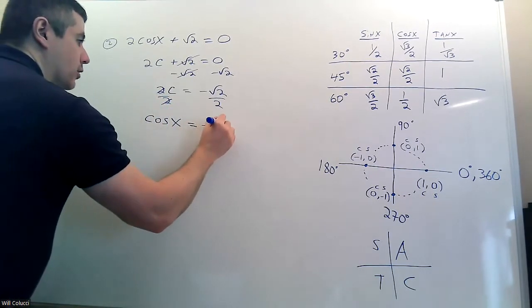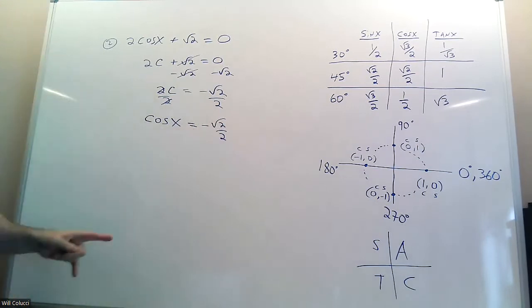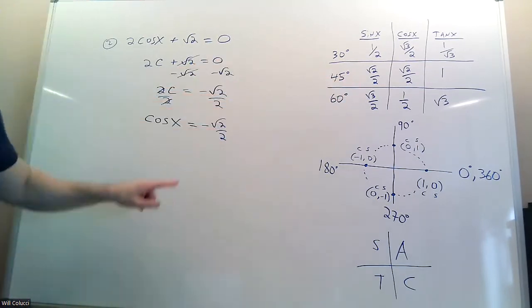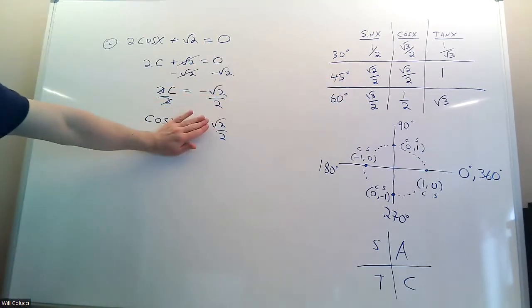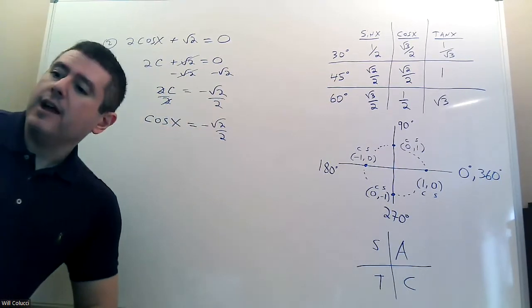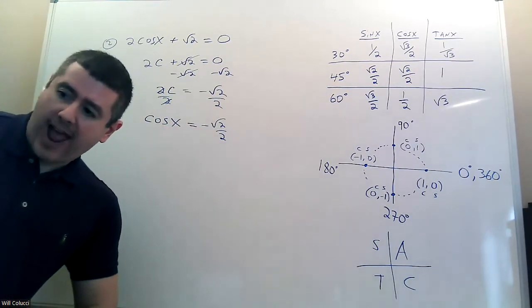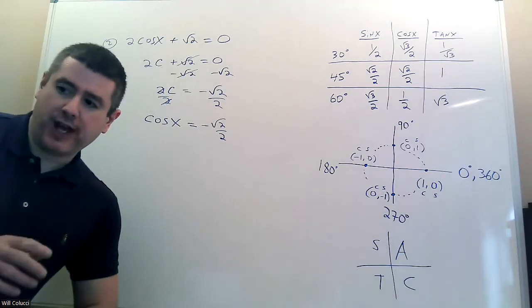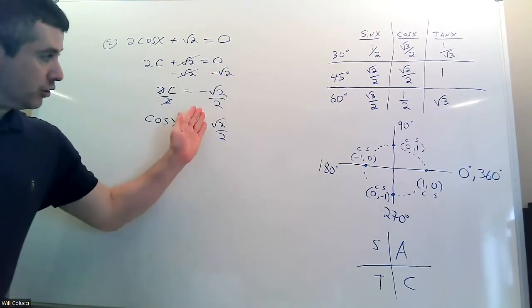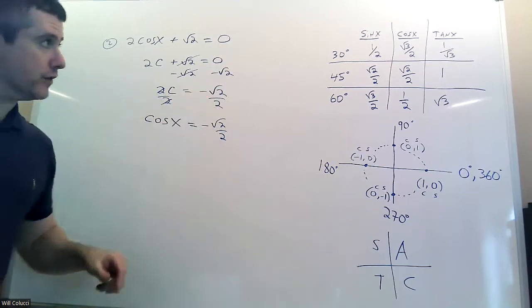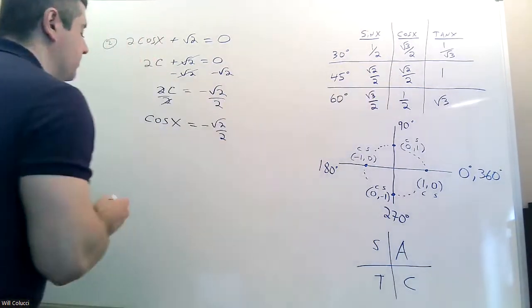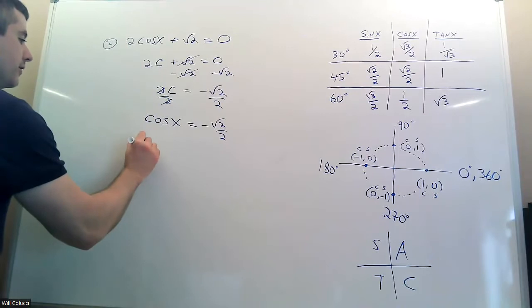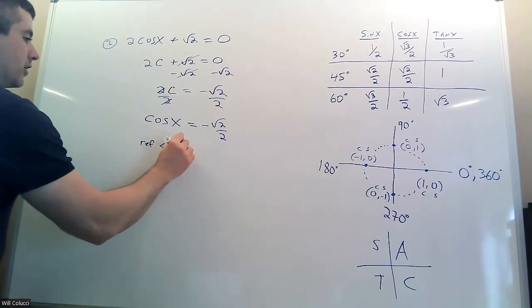So negative radical 2 over 2. Now I'm going to go down the cosine chart, and I'm going to look for radical 2 over 2. But what about the negative? The negative has nothing to do with the angle. It has to do with the quadrant. The quadrant tells you positive or negative. So you can just ignore the minus sign there and just look for that radical 2 over 2. I see it right there. So I know that the reference angle is going to be 45.